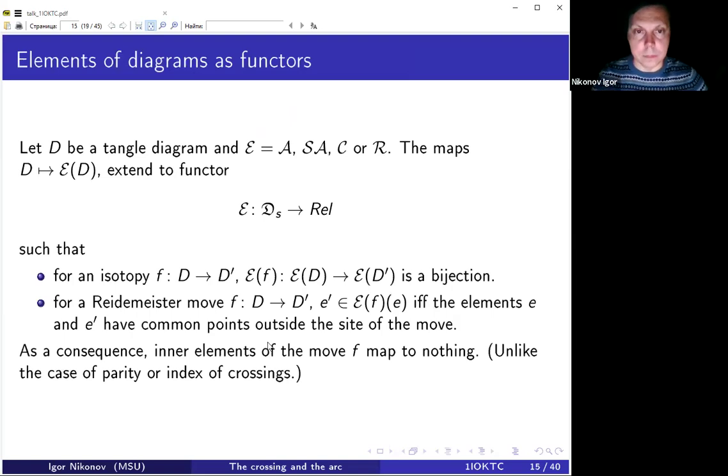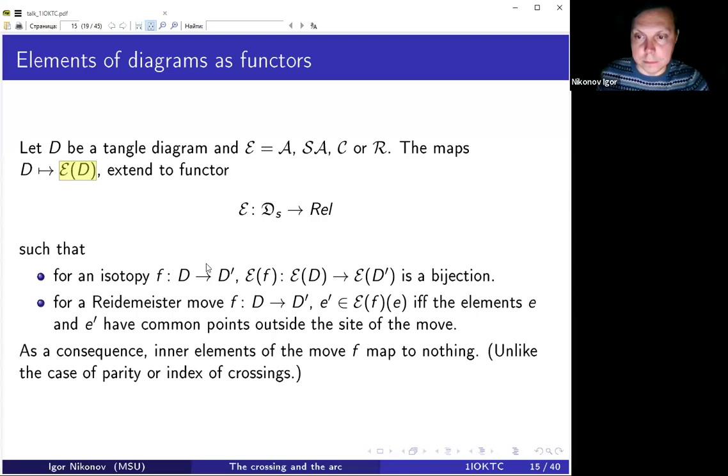What are arcs and crossings in this categorical picture? If we have a diagram, then we can assign the set of arcs and the set of crossings to this diagram. So we have this correspondence from diagrams to sets of diagram elements, and this correspondence, in fact, is a functor from the strict combinatorial category to the category of relations.